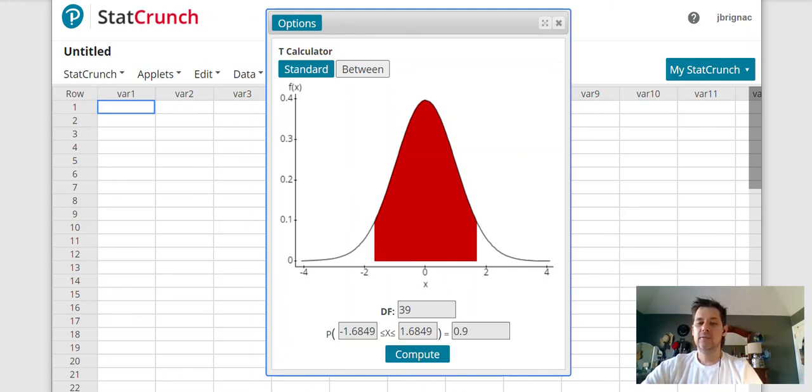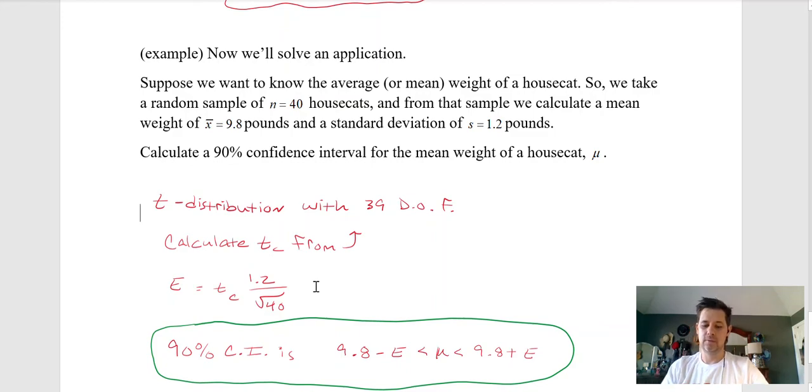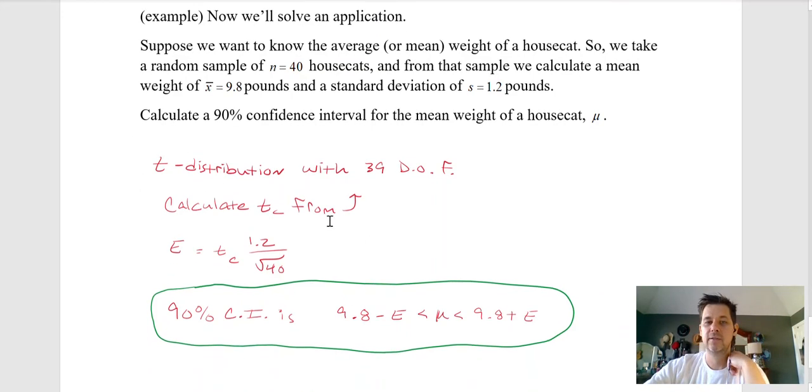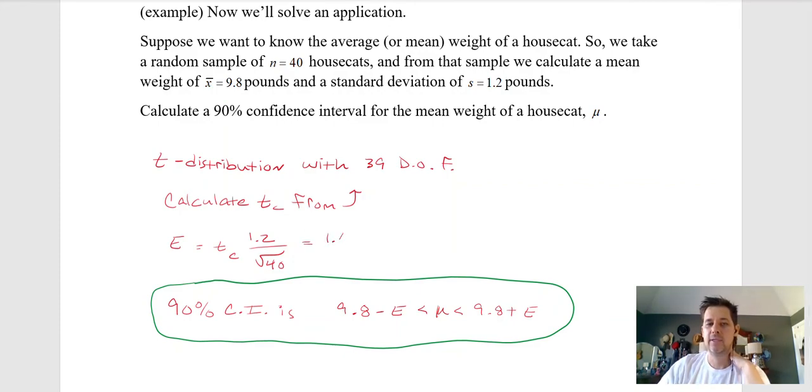Okay, so I used that 1.6849 to do my calculations for the margin of error like this: 1.6849 times 1.2, the sample standard deviation, divided by the square root of 40, where 40 is the sample size. I'll do that with my handheld calculator. 1.6849 times 1.2, and then divided by root 40, and I get 0.3197. So that's the number I'm going to give you. 0.3197.